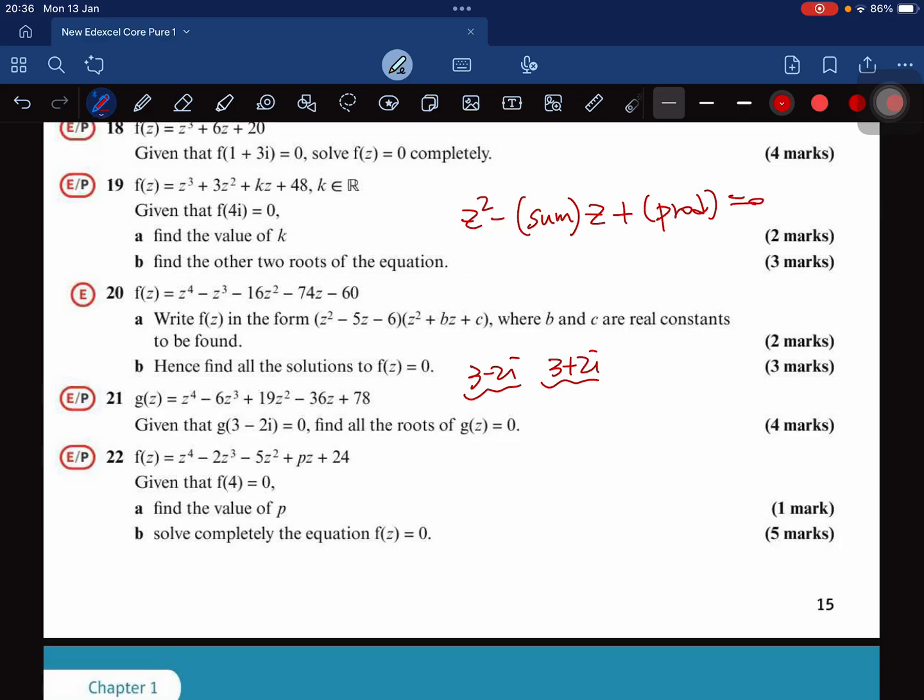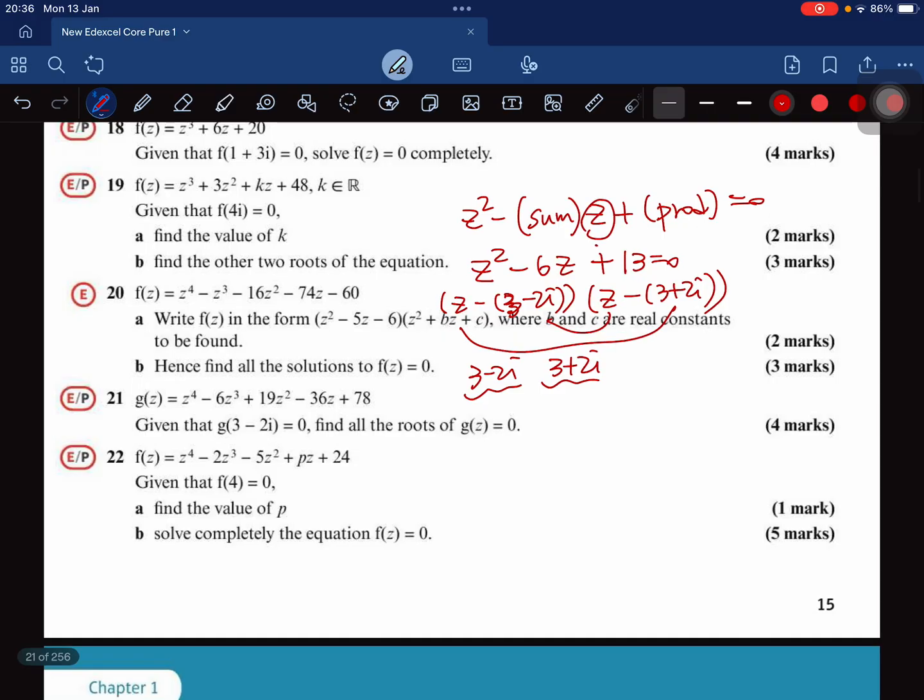So when we add them together, this is 6. So z squared minus 6z plus the product, 9 plus 4, 13, equals 0. So we can tell how this happens. z minus 3 minus 2i, z minus 3 plus 2i. For the term of z, we need to add them together for the sum. And the constant term is the product of them. So this is the one.